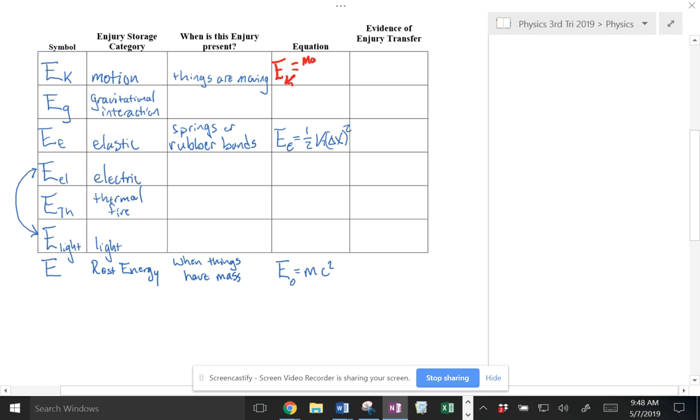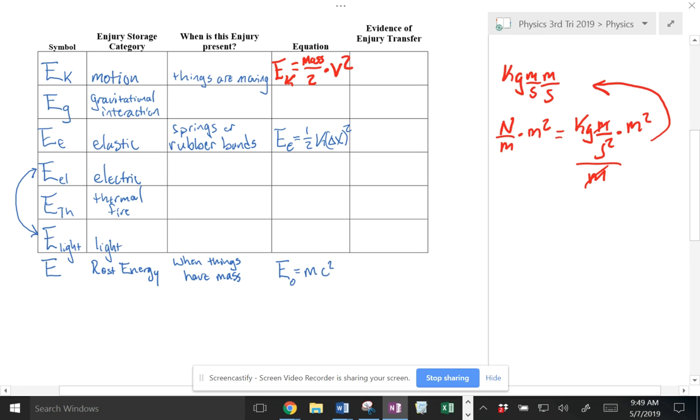EK equals mass over 2 times velocity squared. Okay? And if you think about that, we've got mass times velocity times velocity. This EE, your spring constant, is newtons per meter. And you're taking that times meters squared. And if you keep in mind a newton is a kilogram meter per second squared, if we divide that by meters and then multiply it by meters squared, we're going to get the same units we have up here. Kilogram meters squared per second squared, aka Newton meters.